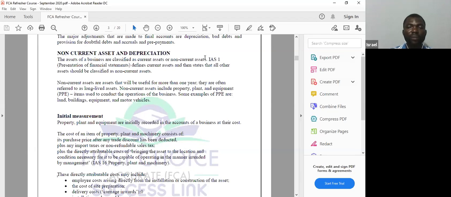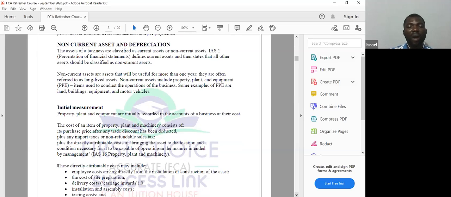Now, what are the examples of PPE that we have? We have the land, the buildings, the equipment, the motor vehicles, furniture and fittings, and machines. And they are known as the non-current asset. Before we move on, we have to understand that IAS 16 talks about how non-current assets are recorded in the financial statement.